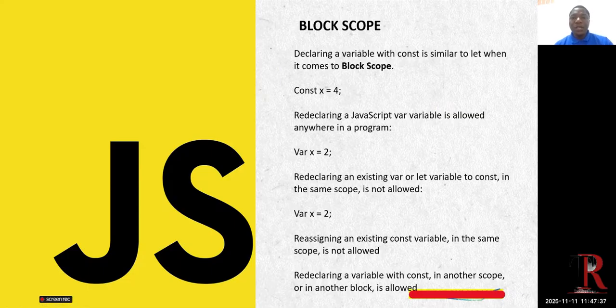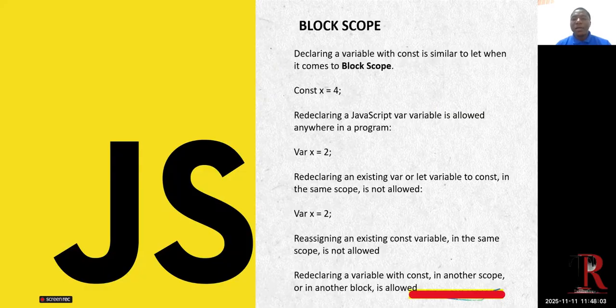It will allow you to give it another value. Redeclaring a JavaScript variable is allowed anywhere in a program. So anywhere you declare var and you try to call it or update it, JavaScript supports it once your variable declaration keyword is var, and it is the reason why it is not a recommended way to declare a variable. An example is variable x is equal to 2. If I try to change x to 6, it will still work.